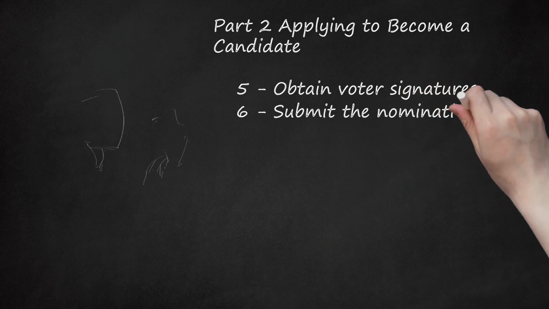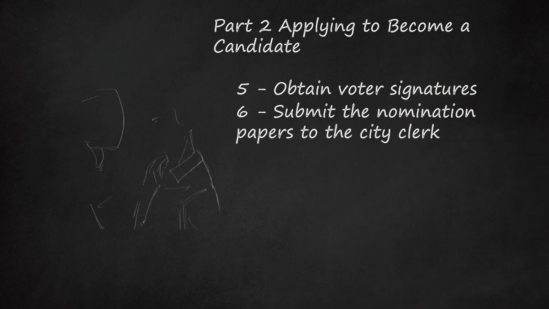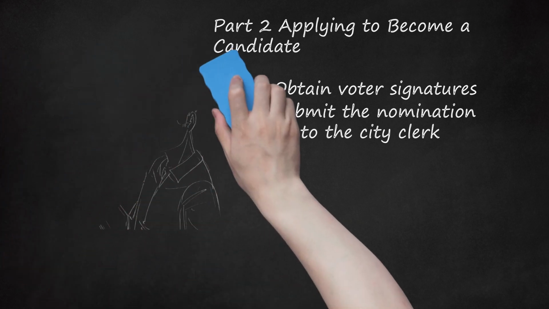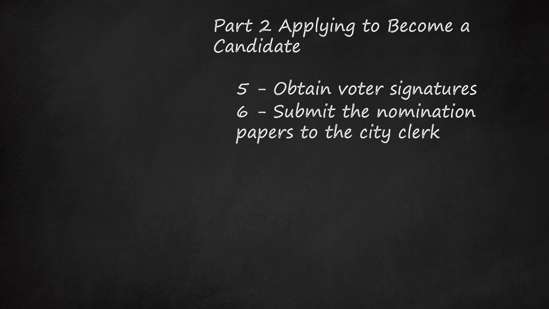6. Submit the nomination papers to the city clerk. When you have received the requisite number of signatures on your nominating petition, you must return the completed petition to the city clerk's office. This must be done before a certain date to ensure your petition is valid. To be acceptable, the nominating petition must, on its face, contain the requisite number of signatures. If this is so, the city clerk will accept your petition as filed. Once your petition is filed, the city clerk's office may verify the validity of the signatures on your petition.